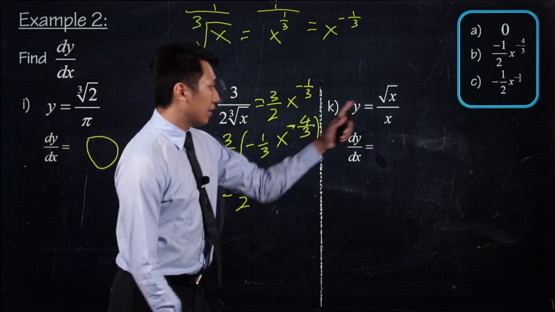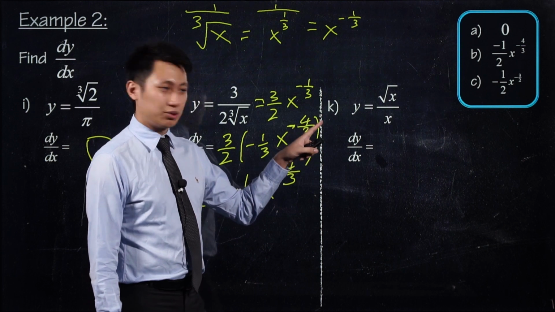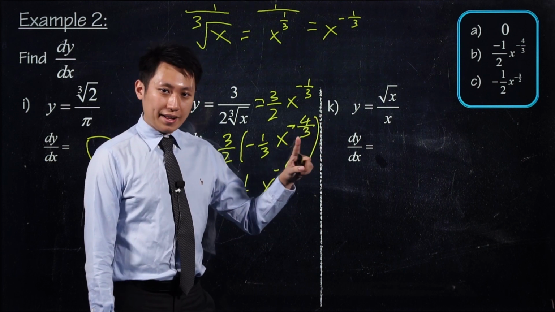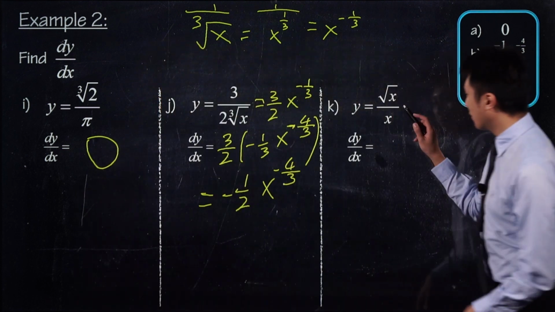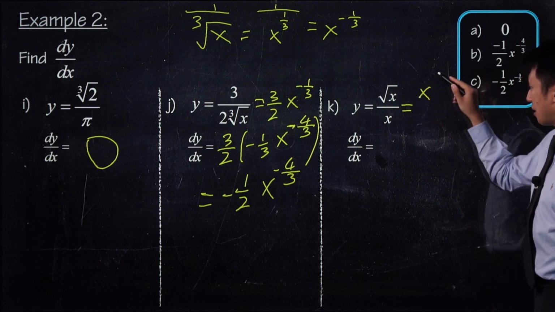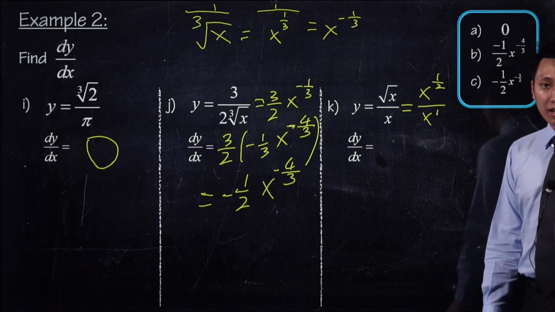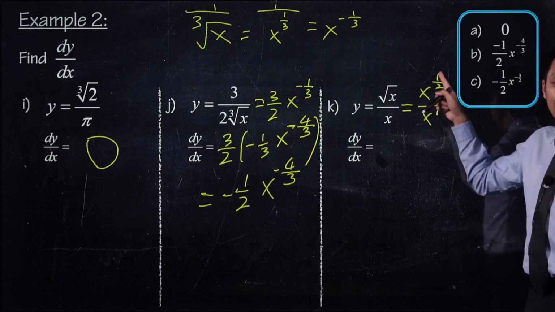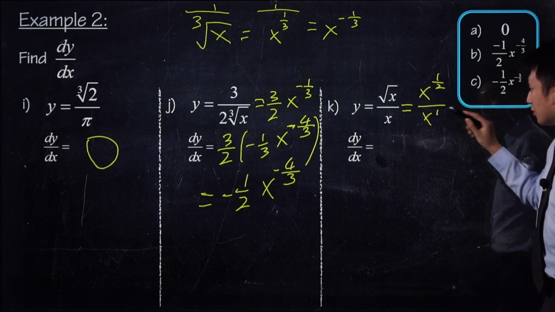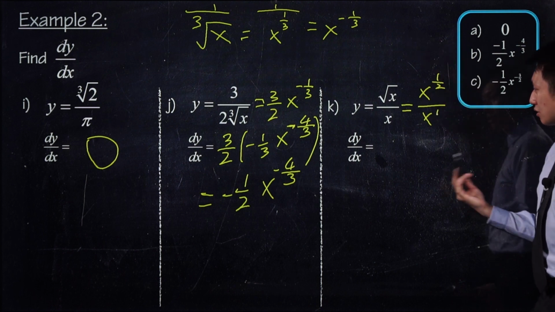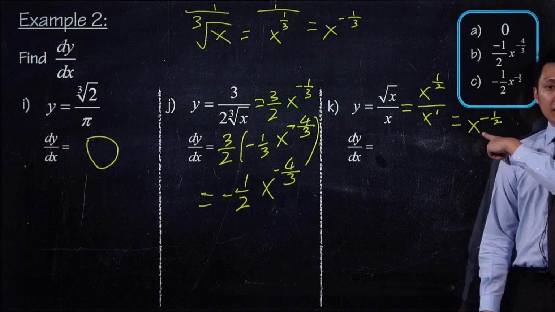Next here. Is it something that you need the quotient rule for? No. Why? This one can be done in a simpler way. So top will be x to the power 1 over 2, bottom will be x, so I write 1 here. So this one will be x to the power a divided by x to the power b, you get x to the power a minus b. So this one is half minus 1, so x to the power negative half.